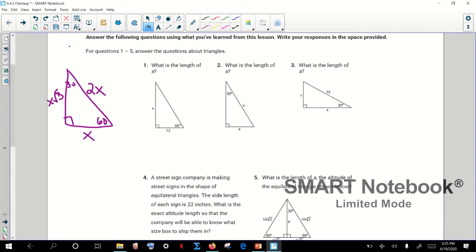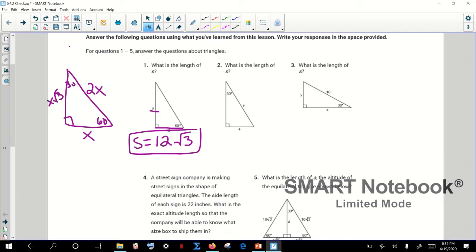Alright, what's the side length of S? So S is across from the 60-degree angle, which means it's the long side, right? So that means 12 is my short side. Alright, so how do I get from the short side, which is X, to the long side in my model triangle? It looks like I multiply by square root of 3. So that means S is going to be whatever the short side is, in this case 12, times square root of 3. And there's my answer.